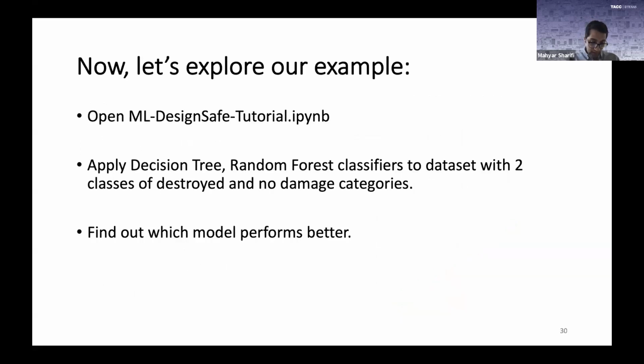So with that, now let's continue by going through our example. Remember, we will open a Python notebook and try to fit decision tree and random forest classifiers to our Hurricane Harvey dataset to predict the performance of our buildings, classifying them as either destroyed or no damage.